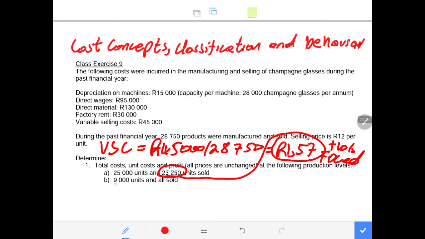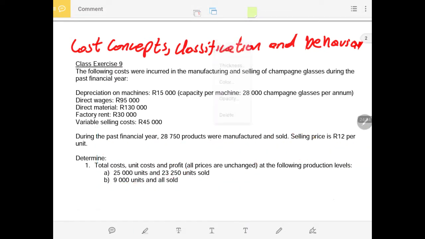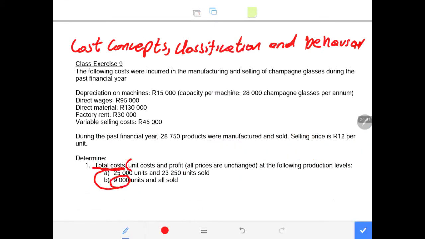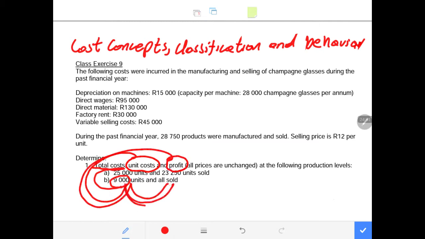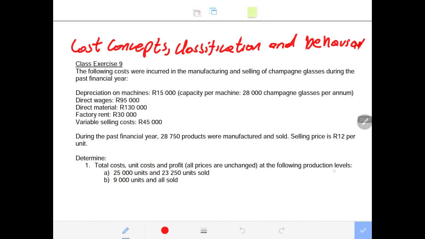Then now we go to number B. In number B, we are told that 9,000 units are manufactured and sold. Remember, the introduction said to determine the total cost when 9,000 units are manufactured, determine the unit cost when 9,000 units are manufactured, and determine the profit when 9,000 units are manufactured and sold. But 'and sold' only applies in the case of the calculation of the profit. They said in the following production levels, meaning when we produce 9,000 and sell all, when we produced 25,000 and sold only 23,250, and we are done with that one.